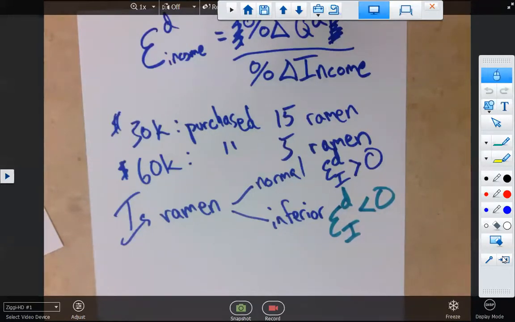What do we get? Negative number? Inferior. So I got 2. The change in the quantity demanded was -1, and then the change in the income was positive 0.66, right? Positive 66%. So 1 divided by that gives you like negative 1.5. Does that make sense, everybody?